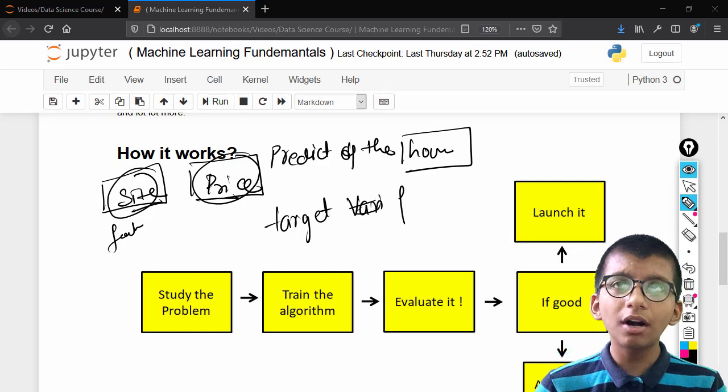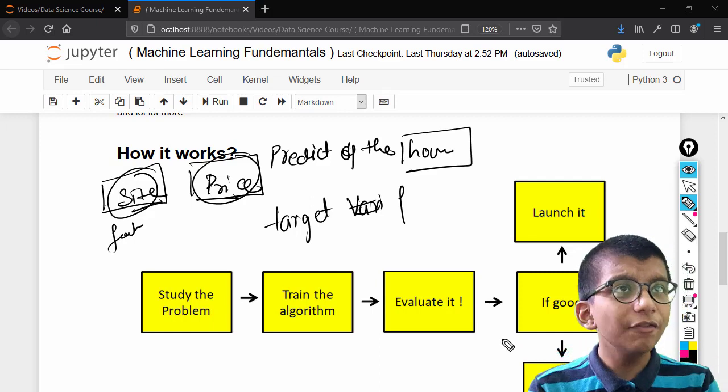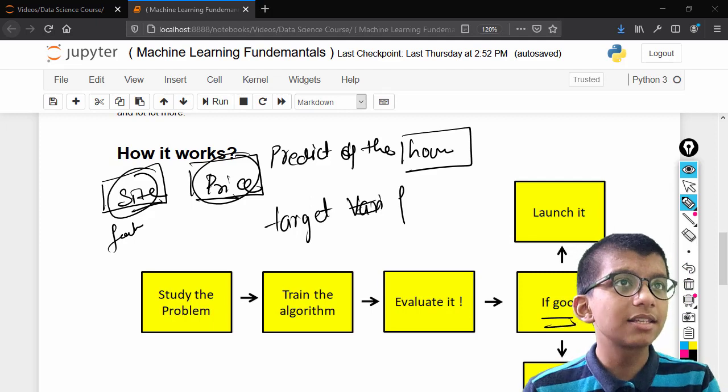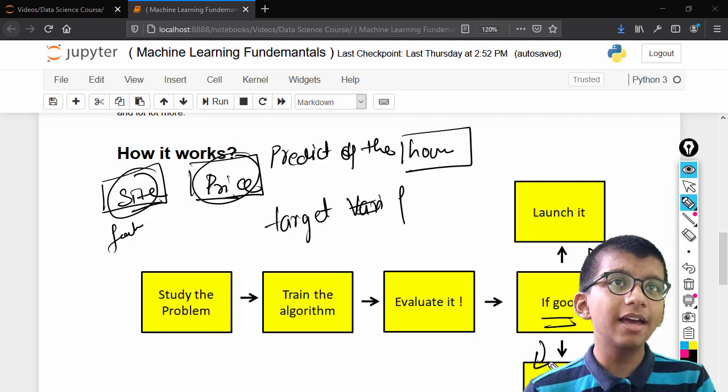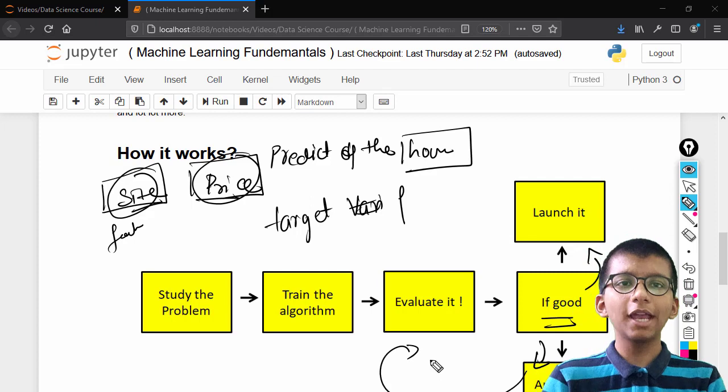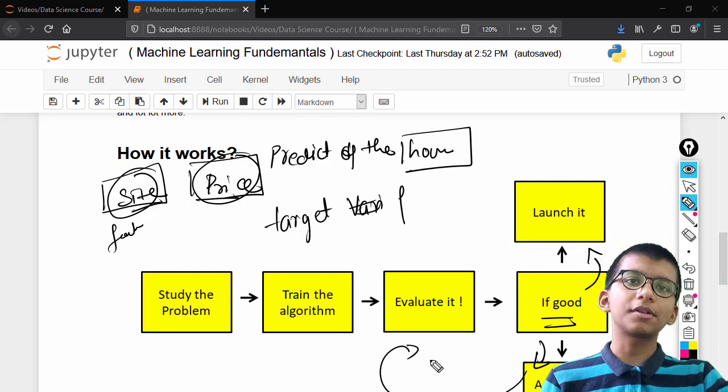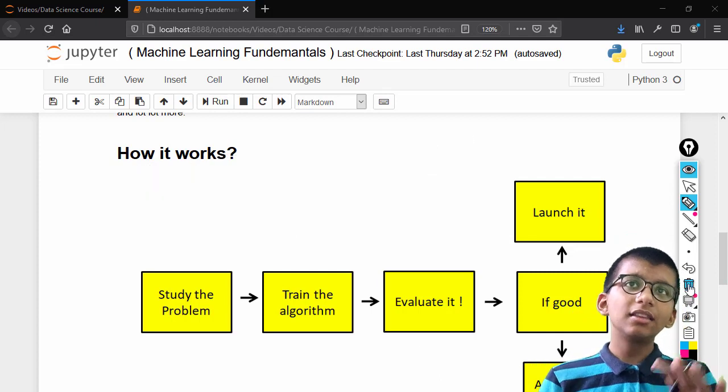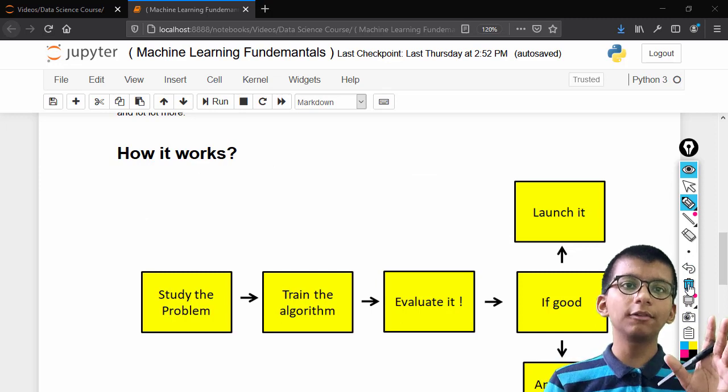We check if our model is good or not. If it is good, we will deploy it. If it is not, we will analyze the error and then we'll proceed further. Okay, we fix the error and then we will proceed further. So in this way, the machine learning workflow works.